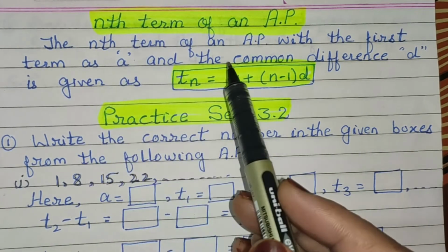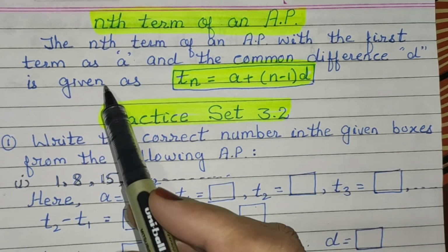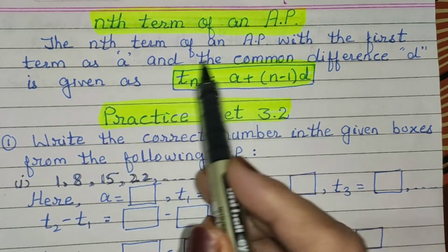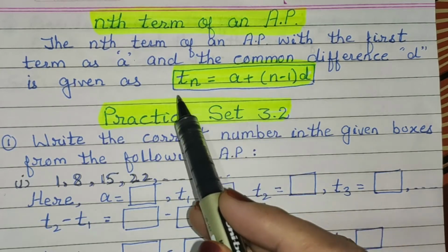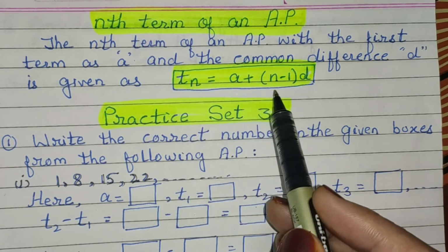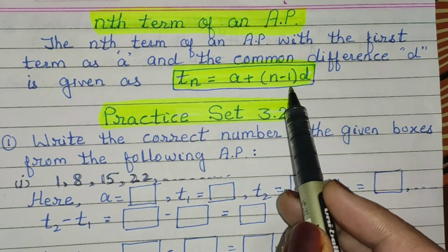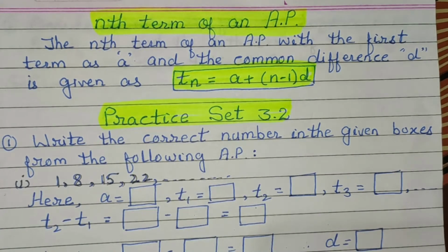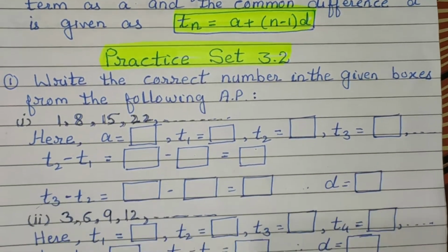The next topic is nth term of an AP, arithmetic progression. The nth term of an AP with the first term as a and the common difference d is given as Tn is equal to a plus (n minus 1) into d. Now let us see how to solve practice set 3.2.